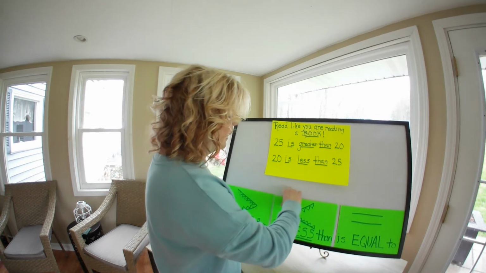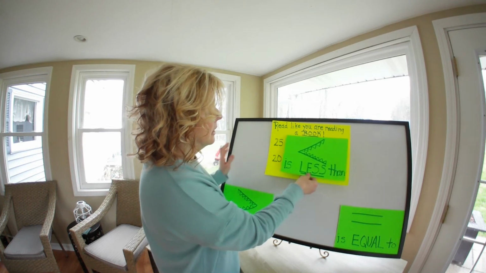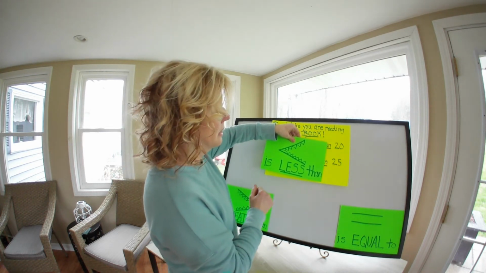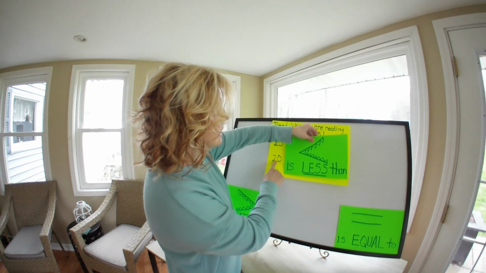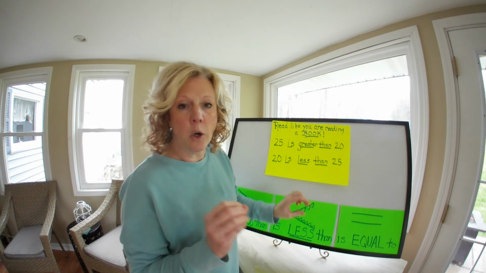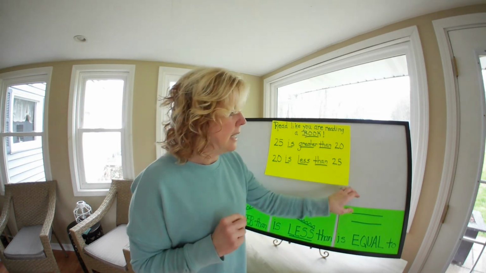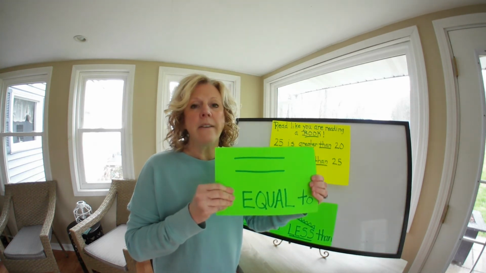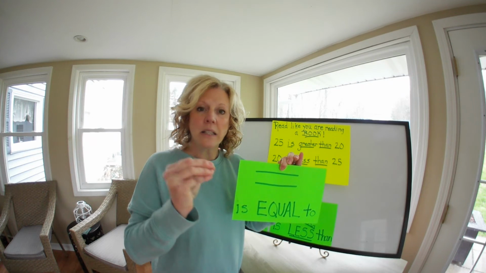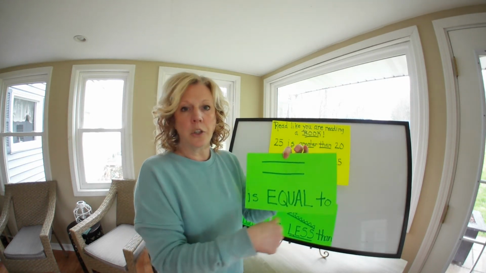But if I was reading this one here, I would have to flip it around because this mouth, again, has to open to the biggest number. So I would read this as 20 is less than 25. So again, it has to be opened up to the biggest number. What happens if the numbers are the same? Well, that's when you have your equal sign. That means everything on one side is exactly the same as the other side. And you read that as is equal to.